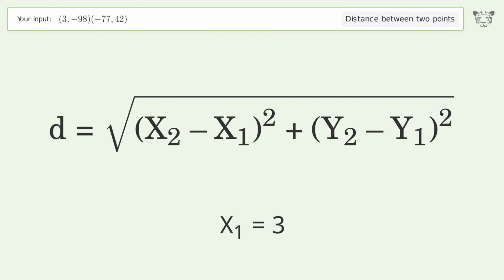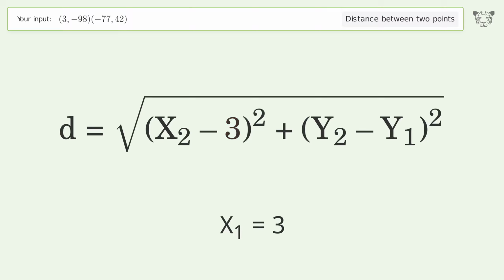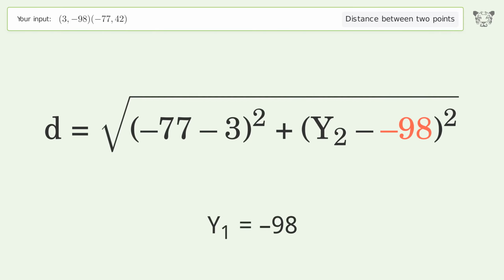x1 equals 3. x2 equals -77. y1 equals -98. y2 equals 42.